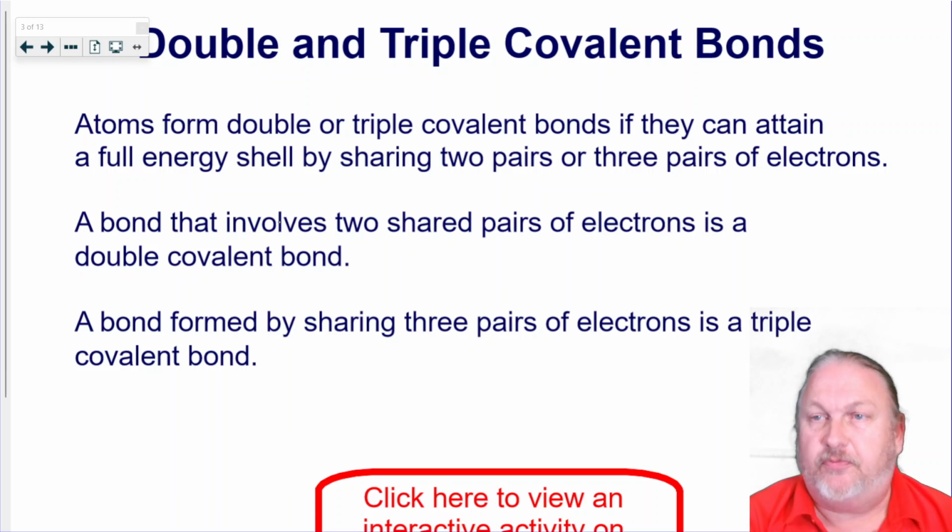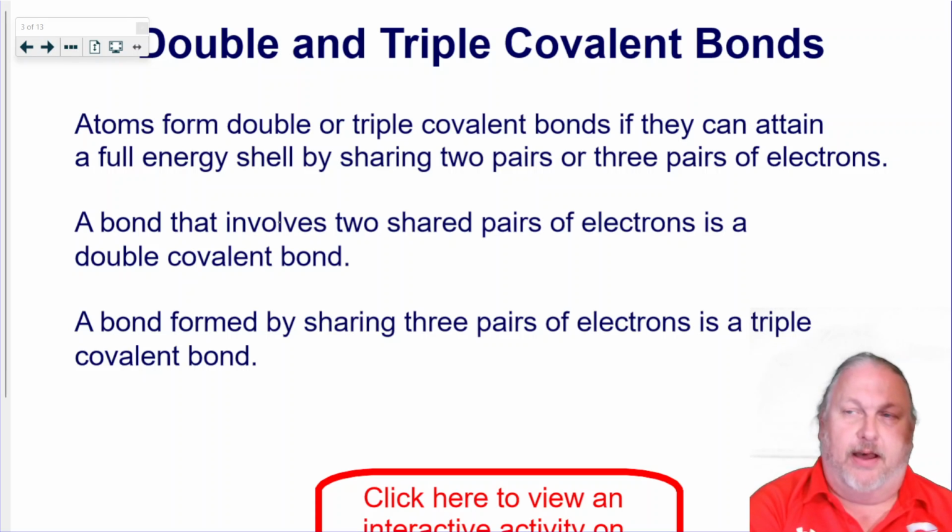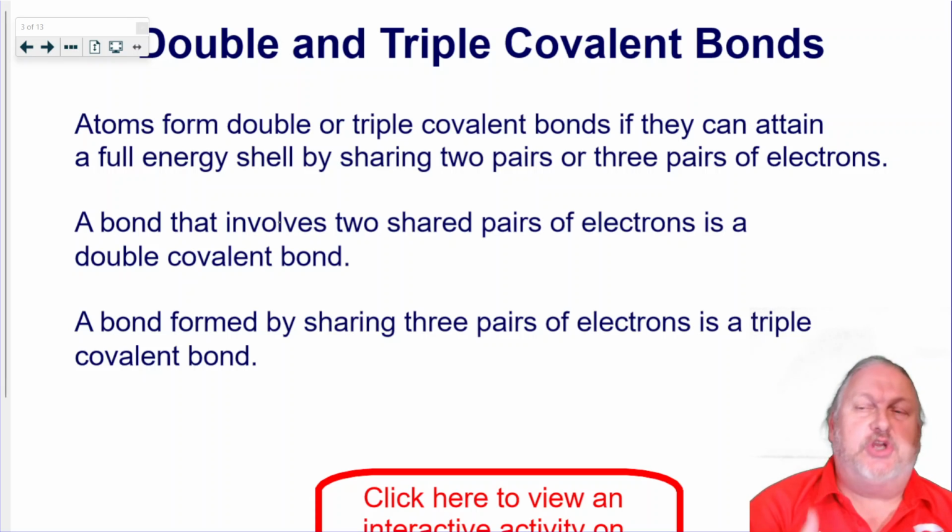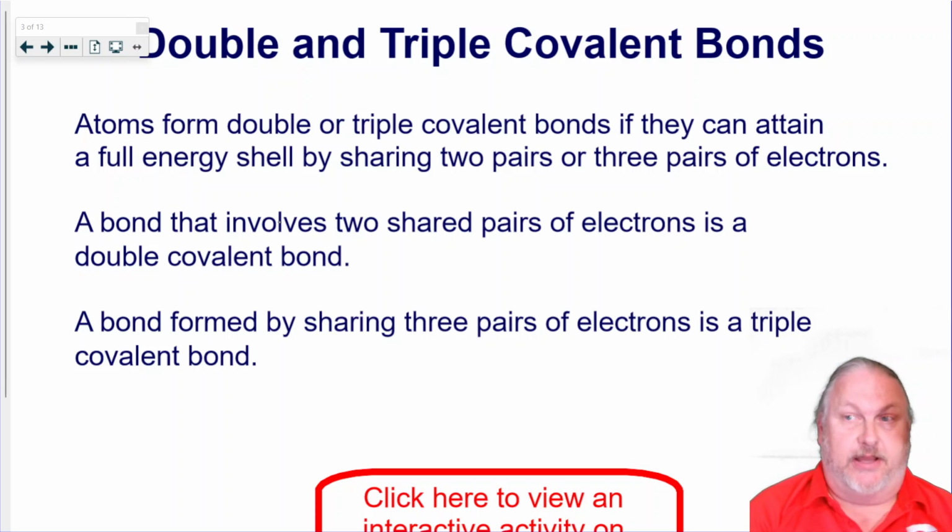Atoms will form a double or triple covalent bond if they can obtain a full energy shell by sharing 2 or 3 pairs of electrons. Again, it's trying to get that full octet. A bond that involves 2 shared pairs of electrons we call a double covalent bond. If a bond has 3 shared pairs of electrons, we call it a triple covalent bond.